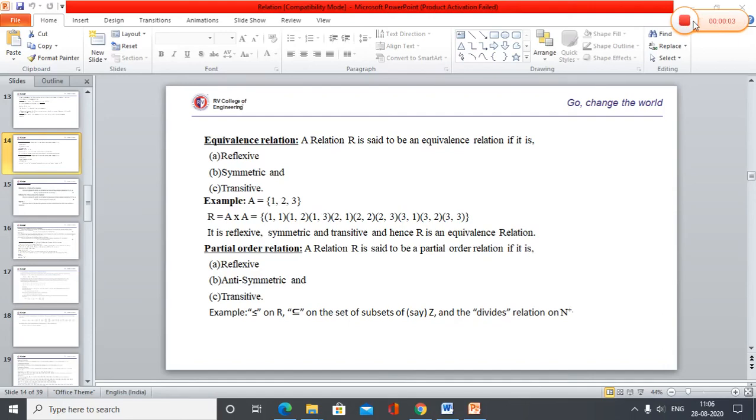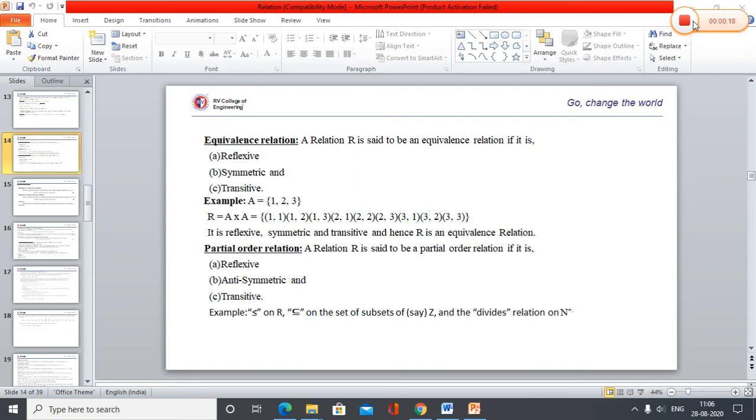In this video lecture, I am going to explain equivalence relation, partial order relation and composition of relation. So the first topic is equivalence relation. So what is an equivalence relation? It is a relation which is reflexive, symmetric and transitive.